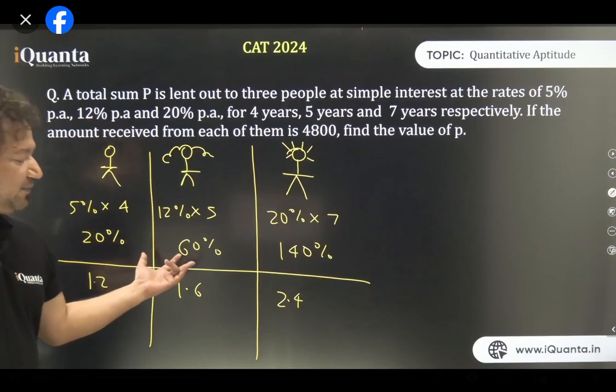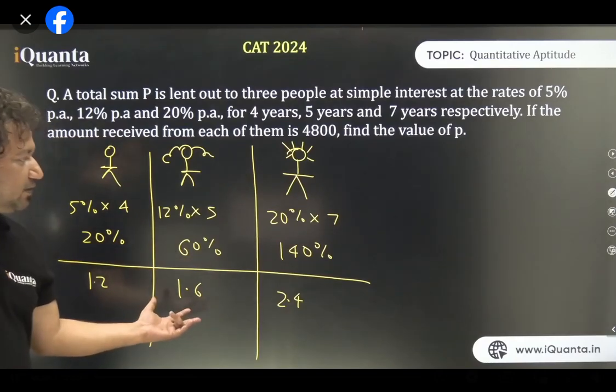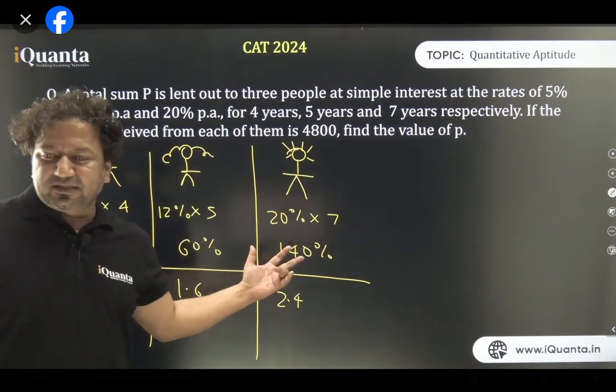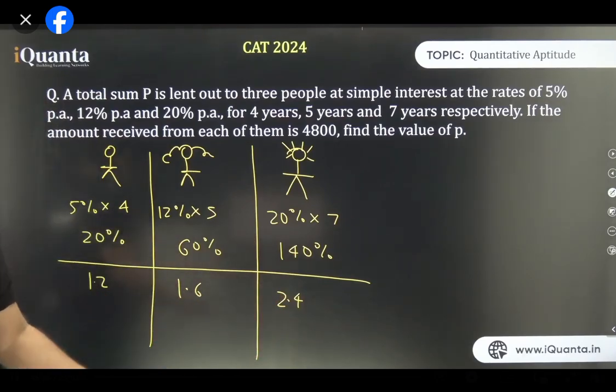Something has increased by 60%. That means it is now 160%, which means 1.6. Something has increased by 140%. That means now it is 240%. It's 2.4. That's it.